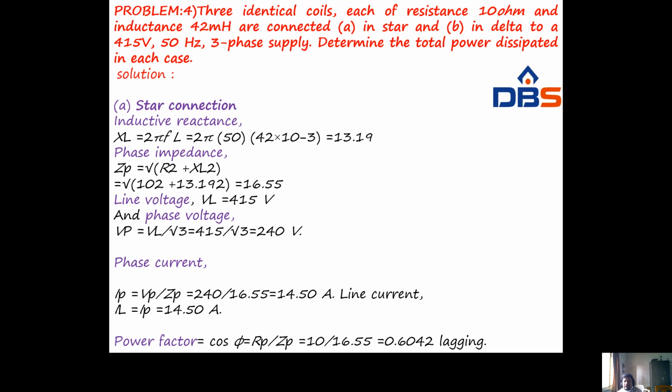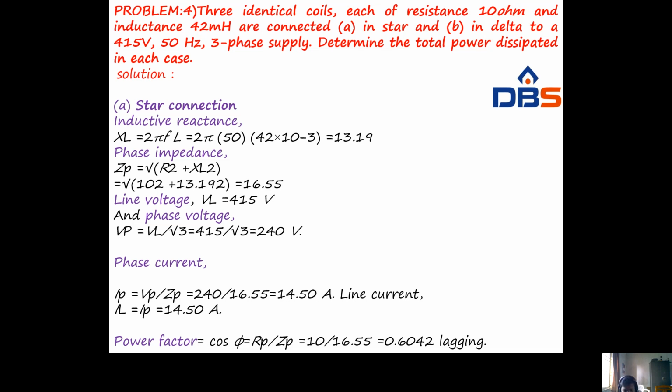Therefore, line voltage they have given is 415 volts. What about phase voltage? In star connection, phase voltage is equal to line voltage by root 3, that is equal to 415 volts divided by root 3, that is equal to 239.6, otherwise 240 volts. What about phase current? Phase current is equal to V phase by Z phase, 240 by 16.55, that is equal to 14.50, and line current is equal to phase current for a star connection, that is 14.50 amperes.